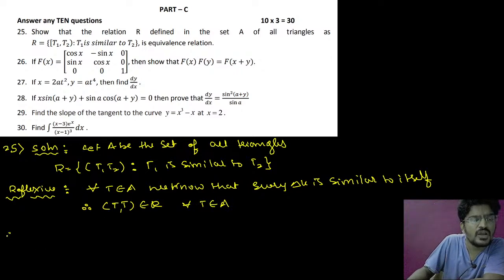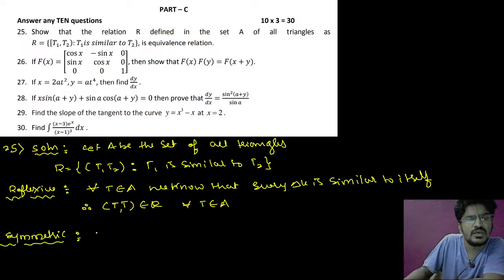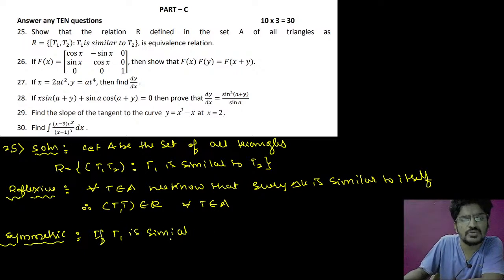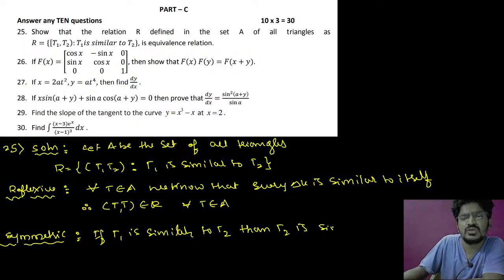Now we can go for symmetric. For symmetric, you just see, if T1 is similar to T2, then T2 is similar to T1.